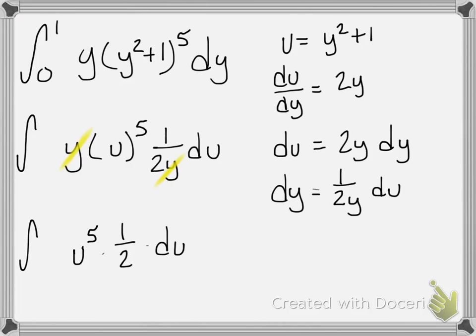Since this original one was going from 0 to 1, and now we have it in terms of u, we need to change our interval that we're checking the integral over. It's a fun little tongue twister. So plug that in for our u, which was y squared plus 1. For the top one, we're going to have 1 squared plus 1, which is equal to 2. And for the bottom, we have 0 squared plus 1, which is equal to 1. So now we know what to change the top and the bottom to.